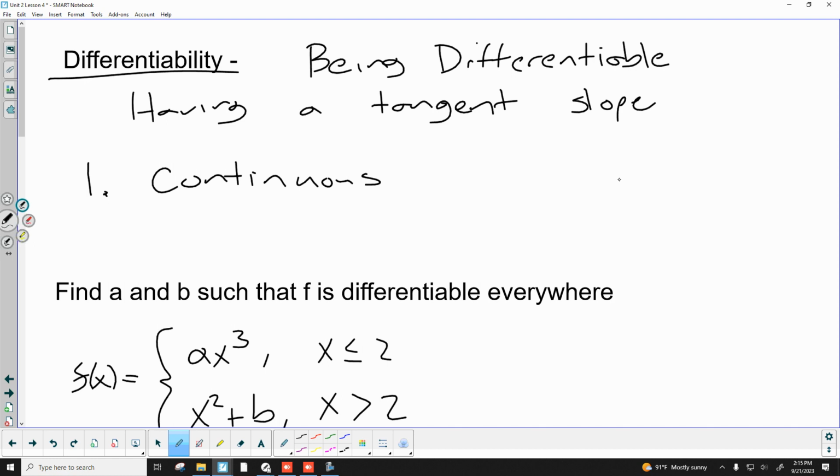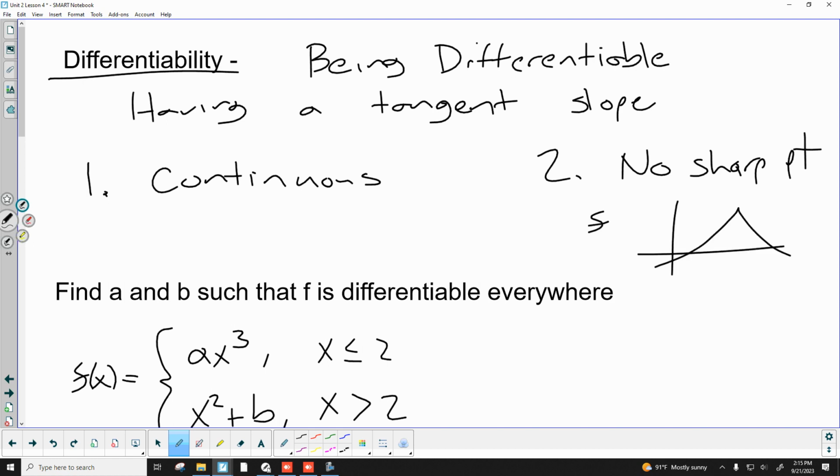The second thing that must be true so that you have a tangent slope is you can't have a sharp point. If your function somehow connects and creates a sharp point, there's no slope at this sharp point. It breaks Newton's marriage because just to the left of this point, we'll have slopes that are different than just to the right of the point. Sharp points are bad for tangent slopes.